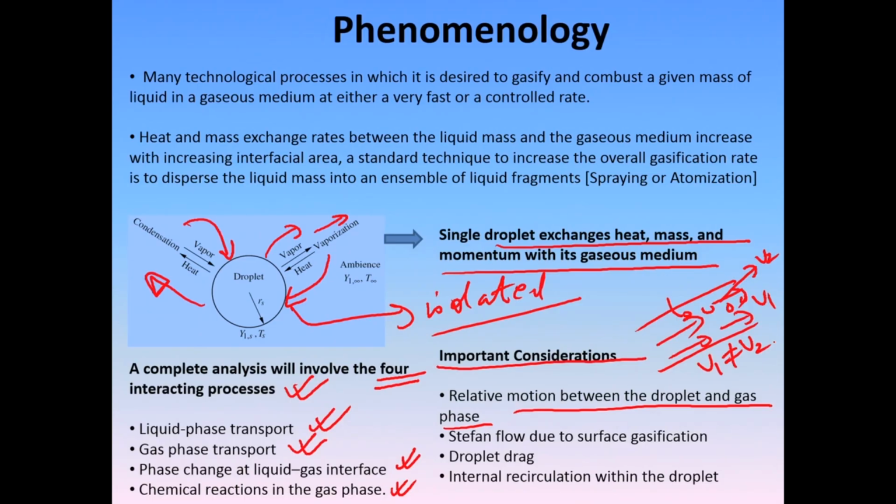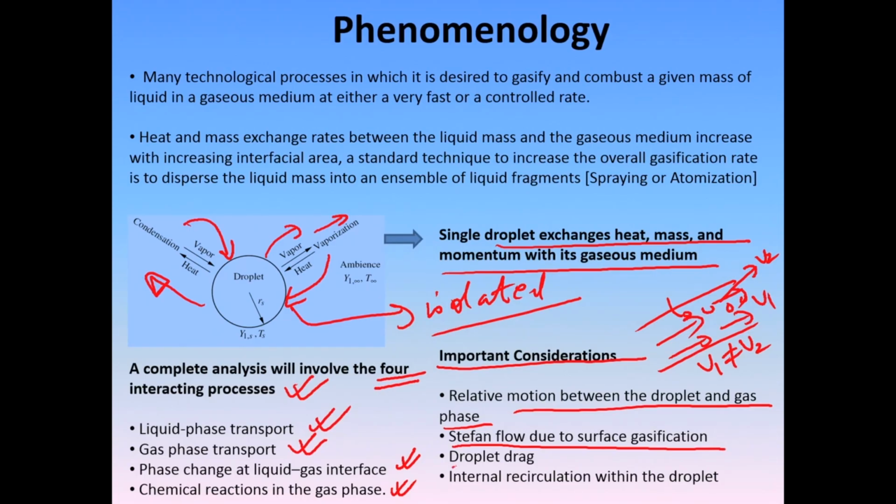Okay. There will be something called a Stefan flow due to surface gasification. As this droplet evaporates, right, the interface is actually shrinking, or expanding depending on which way you think it is, right, either it is an evaporation or it is a condensation phenomenon. So, there is something called a Stefan flow which is created due to this surface gasification, that means there is conversion of species from one phase to the other, that is what is happening, correct.